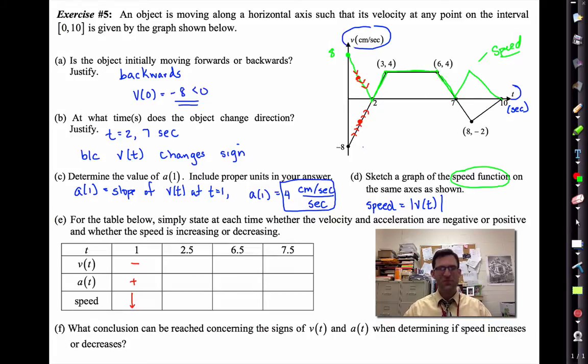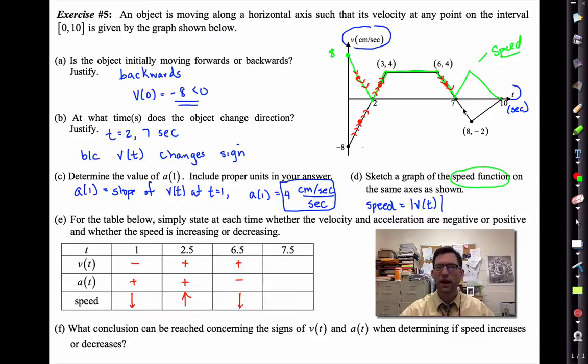Okay, let's do it. At 2.5 seconds, we are right here. And at that point in time, the velocity is positive because it's above the x-axis. The acceleration is positive because velocity is increasing. And speed is also increasing. All right, where's 6.5? 6.5's right here. Okay, in this case, velocity is positive. Acceleration's negative because velocity is decreasing. And the speed's decreasing.